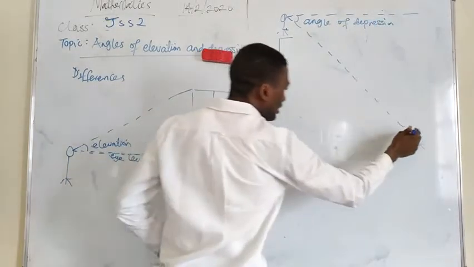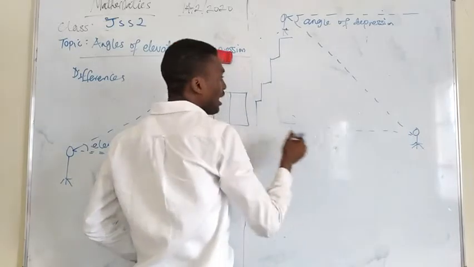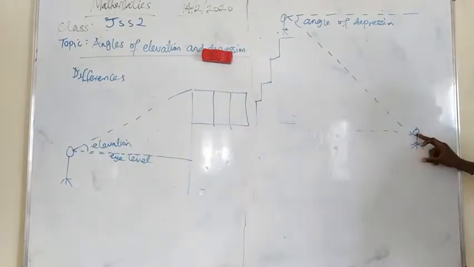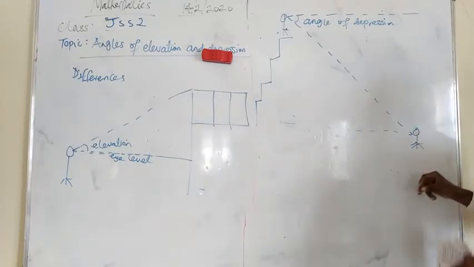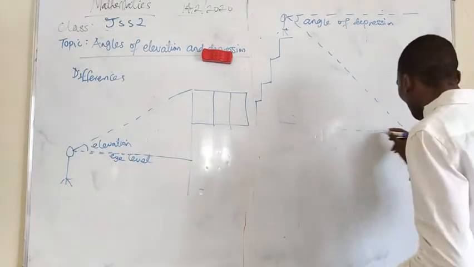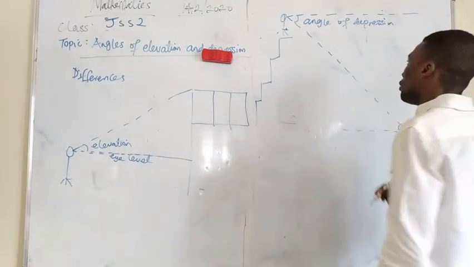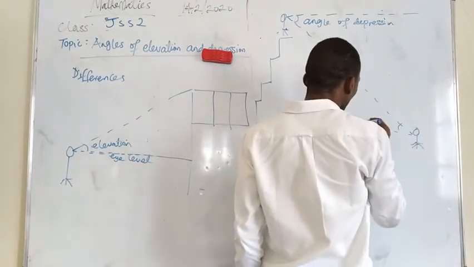While this other student, this is his normal eye level, and for him to see this other student above, he decides to move his head upwards, and the angle formed between his normal eye level or horizontal plane and this other student above is called the angle of elevation.